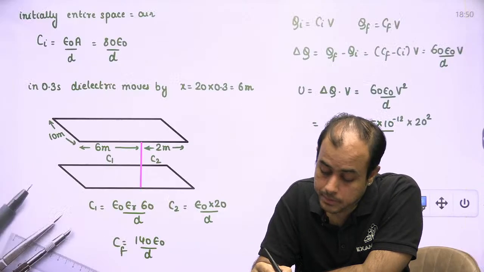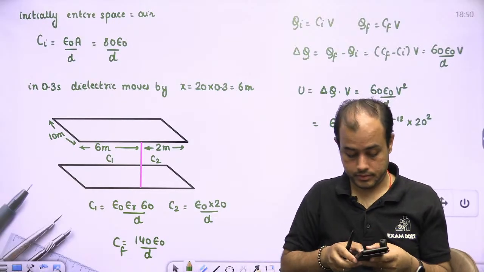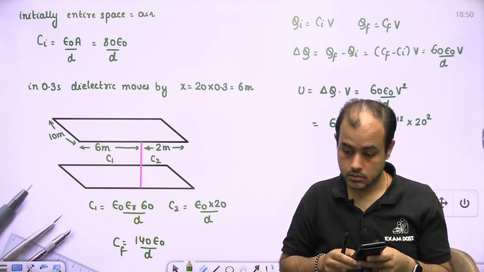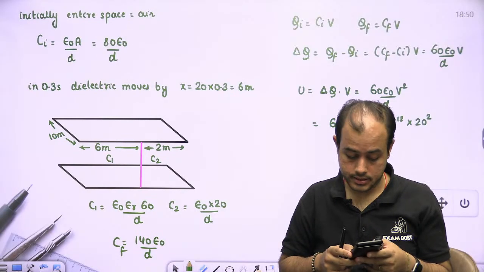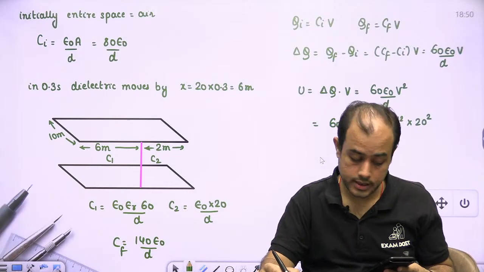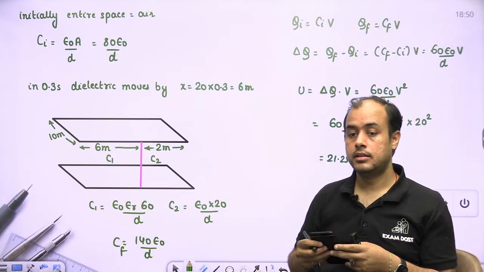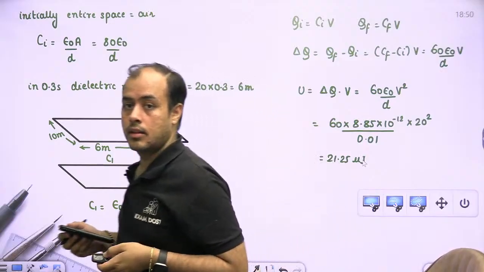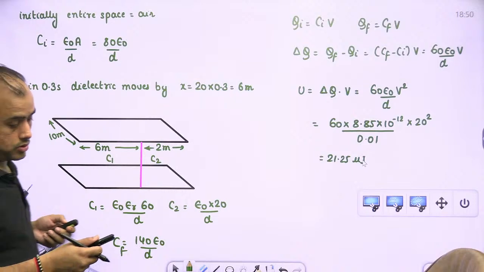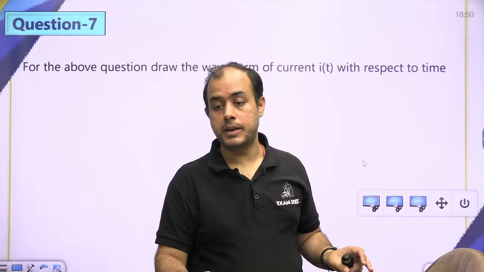The distance between the plates is 10 centimeter, 0.0. Ten to the power minus 21.25 microjoule. ठीक है, तो ये आ गया. Draw the waveform of current with respect to time.